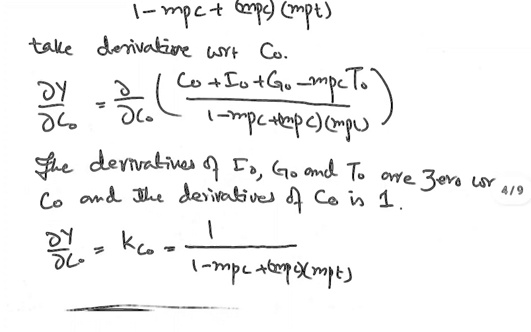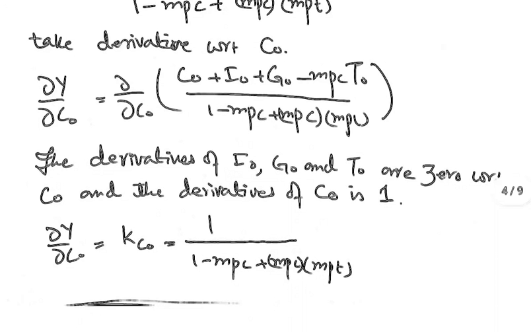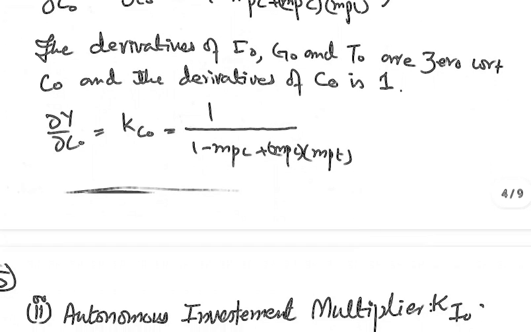the multiplier will be the same because the denominator is the same, and in the numerator, if we take the derivative, the derivative for all other variables will be equal to 0, and the derivative for the variable that we have taken will become 1. So the Kc naught will be equal to Ki naught, and that will be equal to Kg naught, and the formula for all three will be equal to 1 divided by 1 minus MPC plus MPC into MPT.